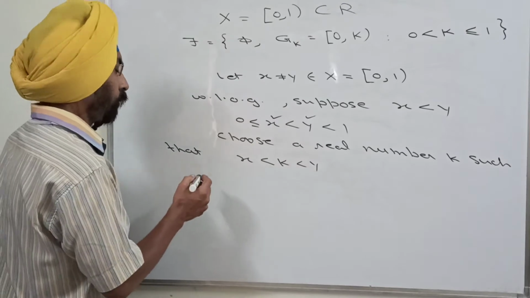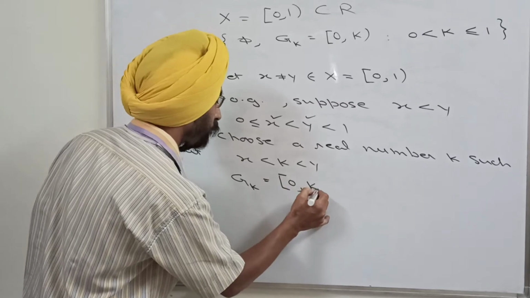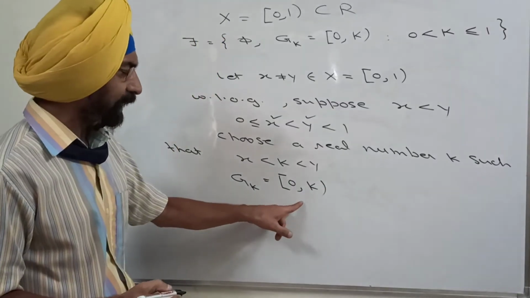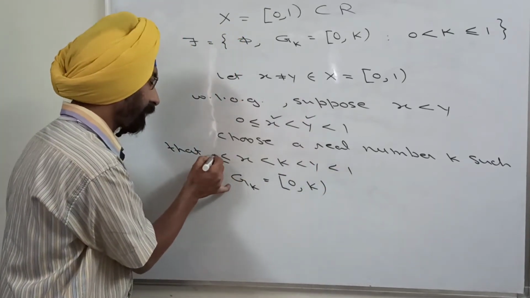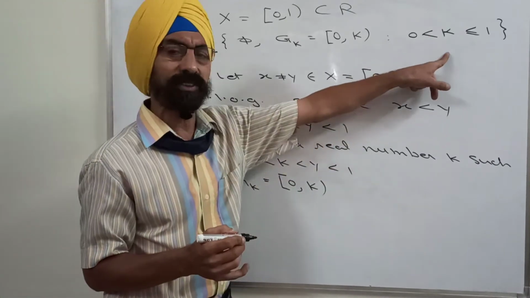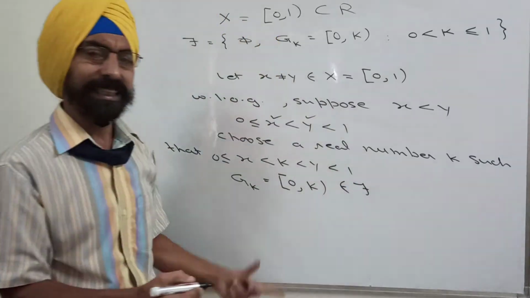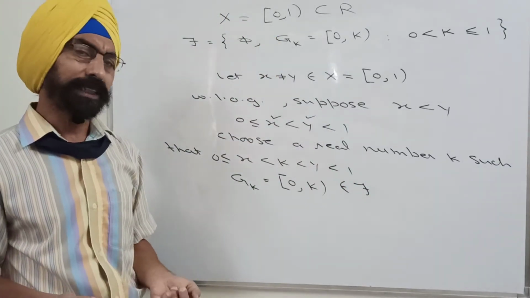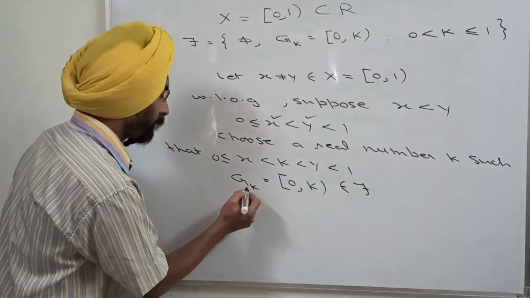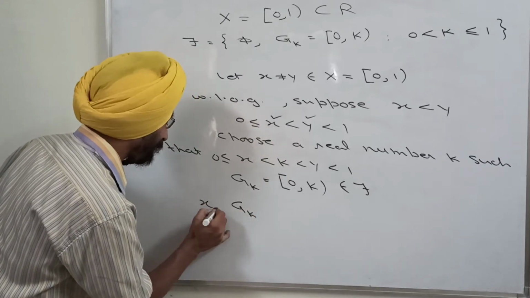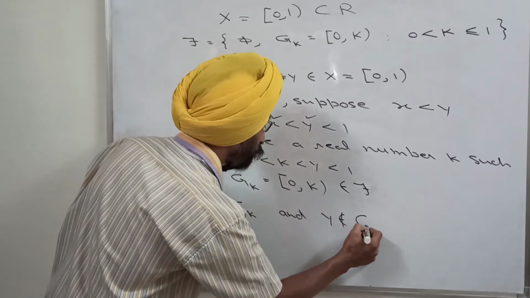Now look at your G_k. Your G_k is the interval 0 to k, and every interval of this type, because k is less than 1 and greater than or equal to 0, so k lies between 0 and 1, satisfies this condition. So your G_k is a member of tau, and since G_k is a member of tau, G_k is an open set because every member of tau is an open set. Now look, G_k contains x, but y does not belong to G_k.